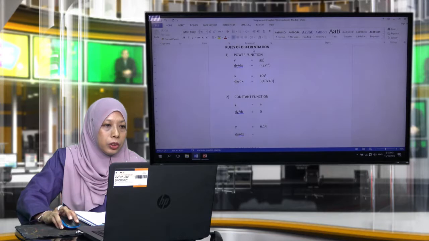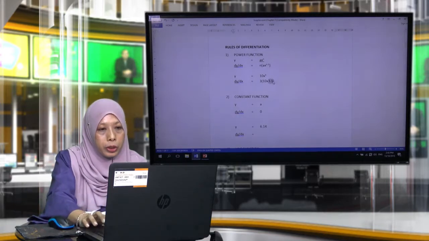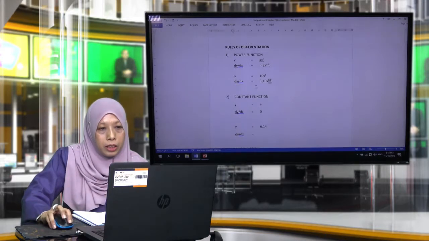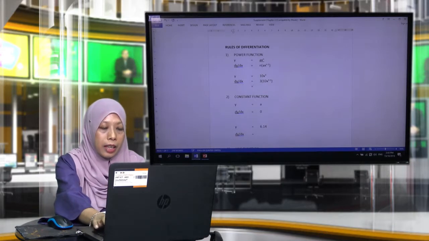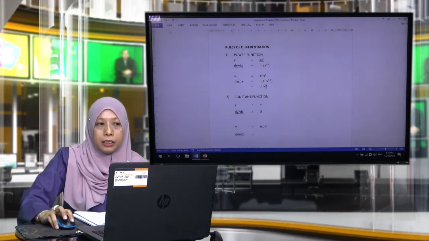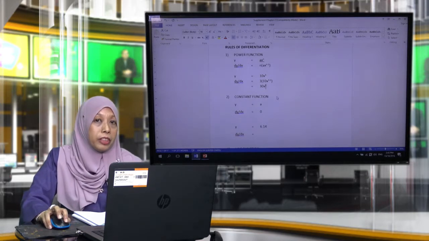What you need to do next is simplify this equation, and you're going to end up getting 30x to the power of 2. If you manage to get this answer, it means that you already understand the first rule of differentiation.